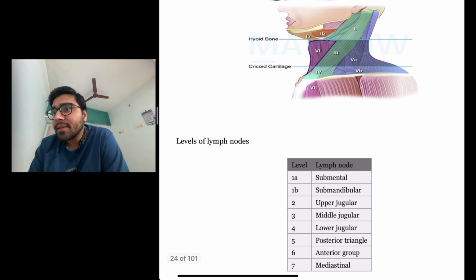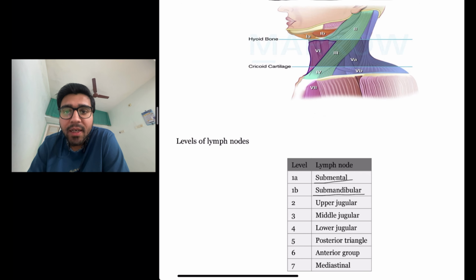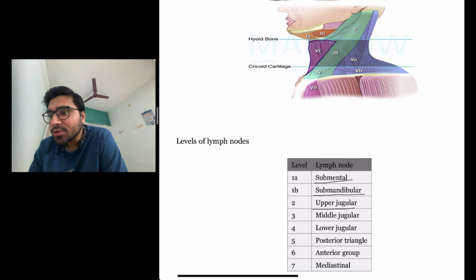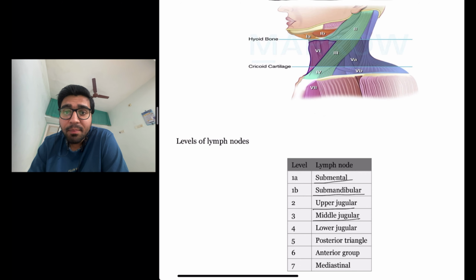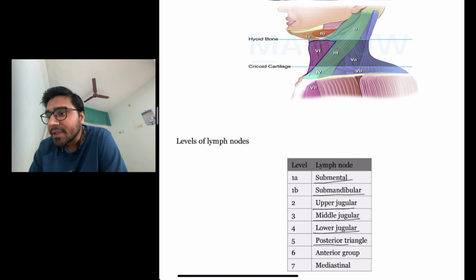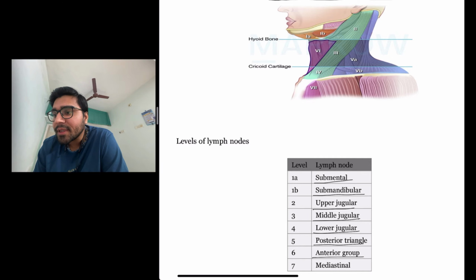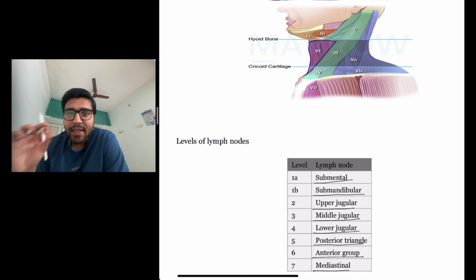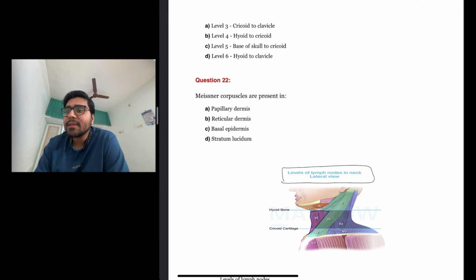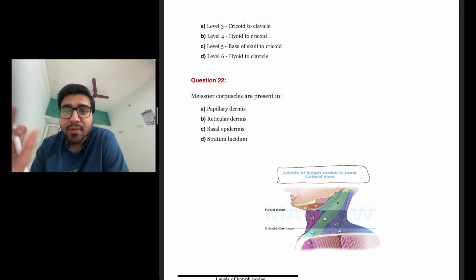1A is the submental lymph node. 1B from this figure is the submandibular lymph node. 2 is upper jugular, 3 is middle jugular, the fourth one is lower jugular lymph node. The fifth one is the posterior triangle lymph node, which is divided by the cricoid cartilage into 5A and 5B. The sixth one is the anterior group of lymph nodes, and the seventh one is the mediastinal lymph node, which is situated in the mediastinum. So let us answer this question from this figure.